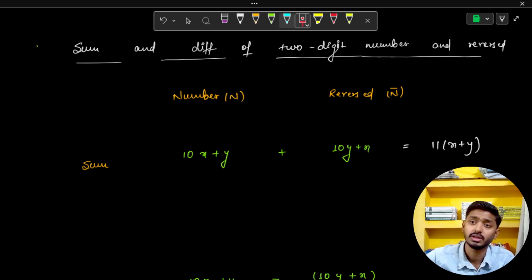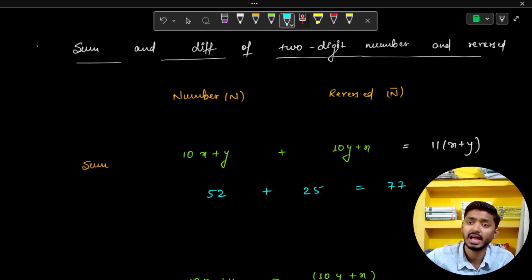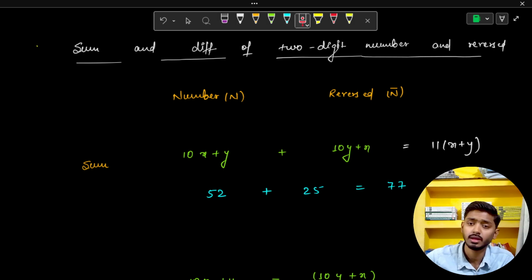If you wish for an example, let me write, let's say 52 plus 25. This is the number, and this is the number obtained by reversing the digits. We get 77. You add any number with the number obtained by reversing its digits, it would be a multiple of 11, right? Just keep this in mind, this will be helpful.